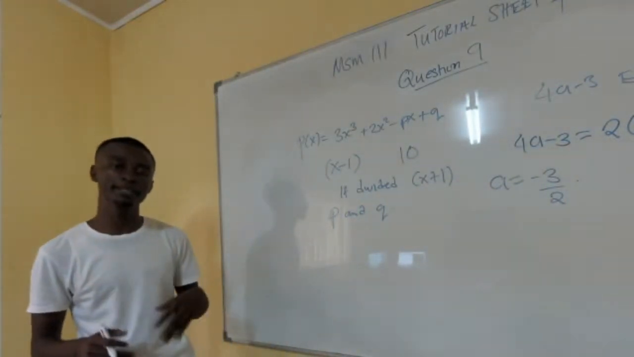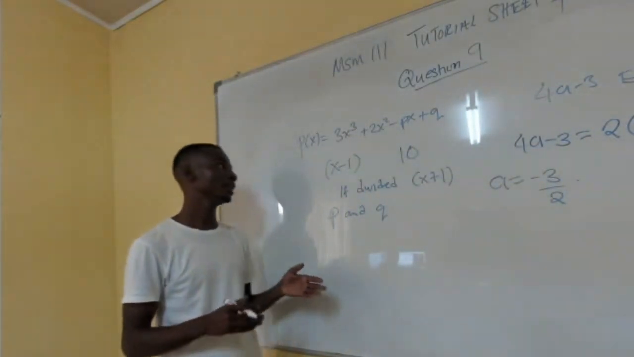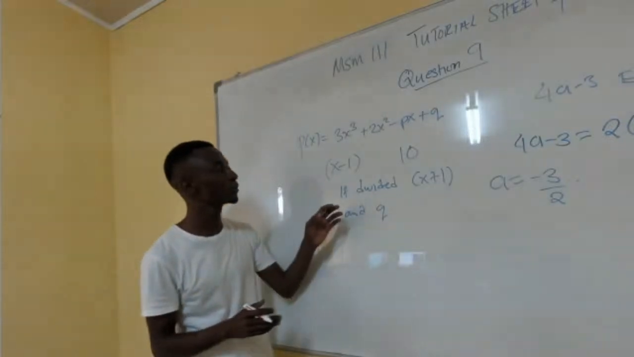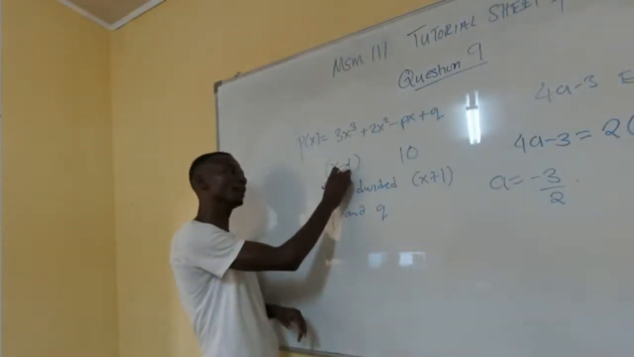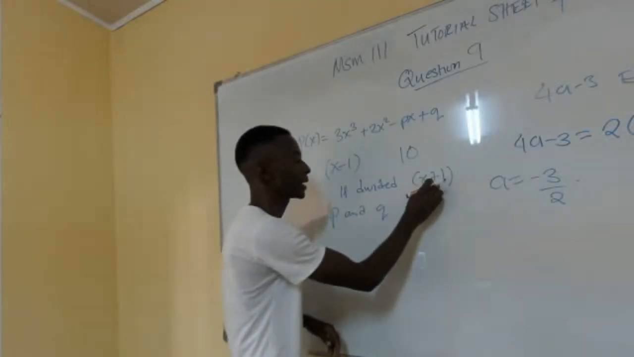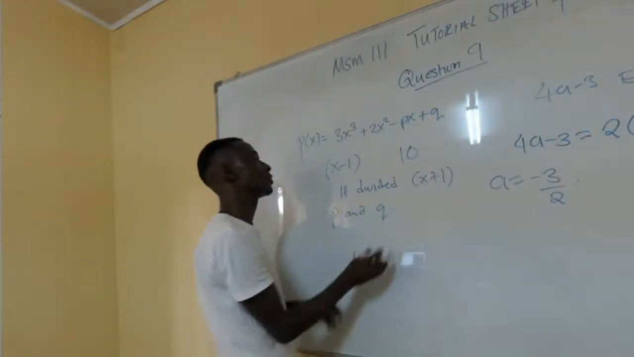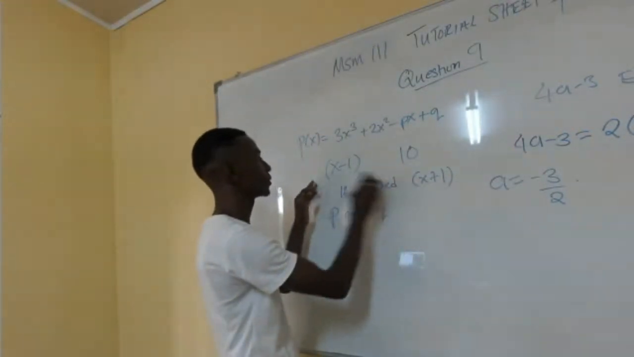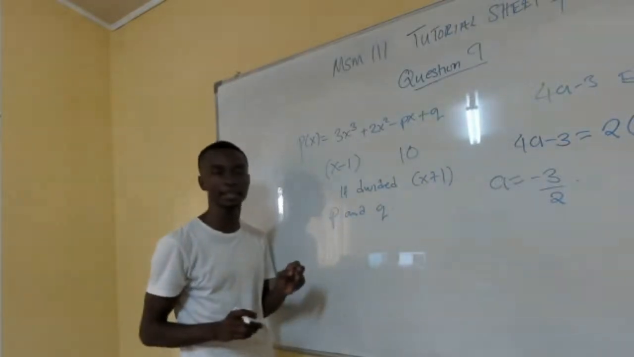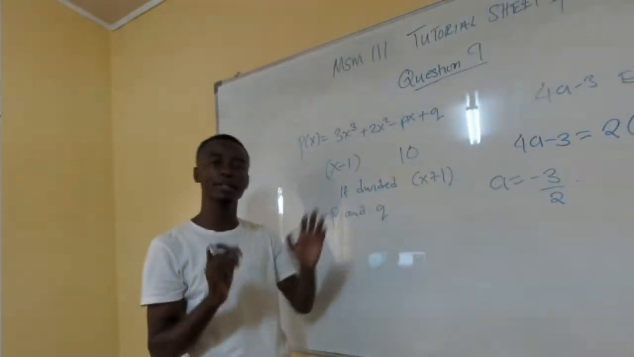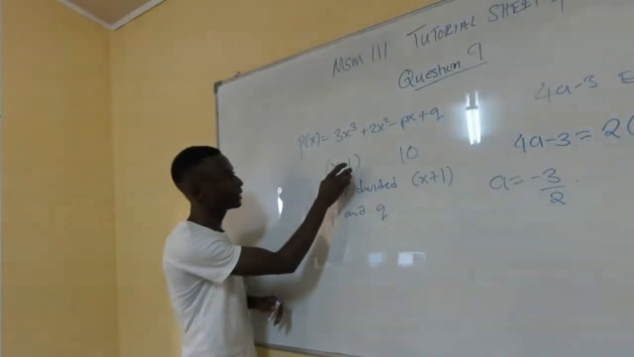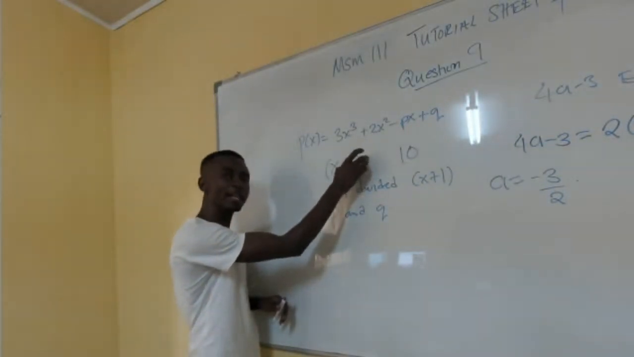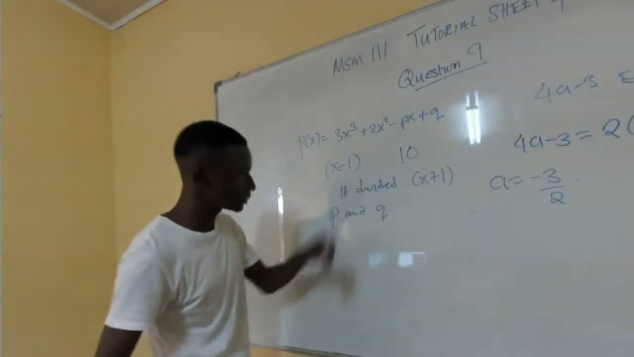So for you to find the values of p and q, we're supposed to solve for x minus 1 and again solve for x plus 1, because we have two factors here. We have x minus 1 as our first factor and x plus 1 as our second factor. So now let's begin with this one, the one they are saying the remainder is 0. So now we begin with that one.